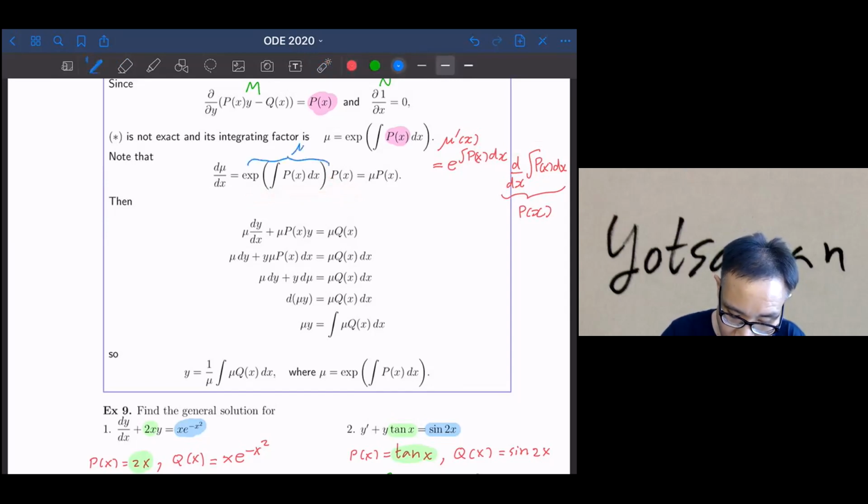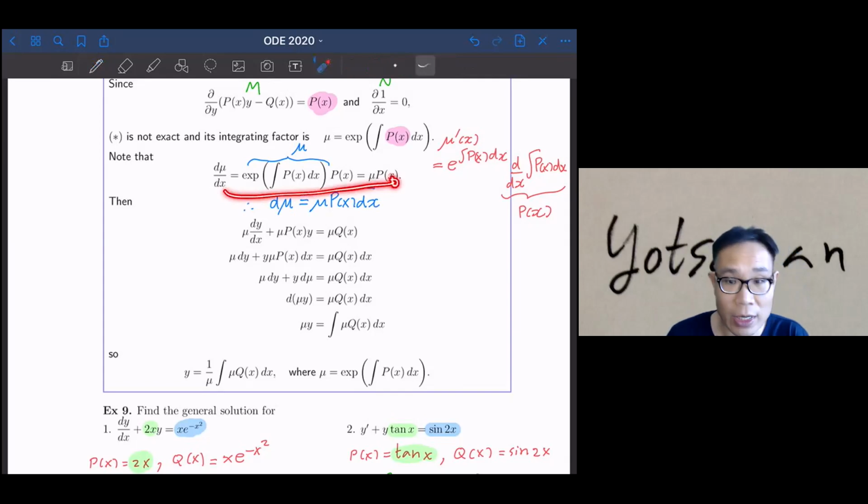Okay, so this guy is equal to mu, so it's going to turn out to be mu px. And this will allow you to know that when you have the mu, it's going to be mu px dx. So you have mu equal to mu px dx. From this relation, you multiply x up here.